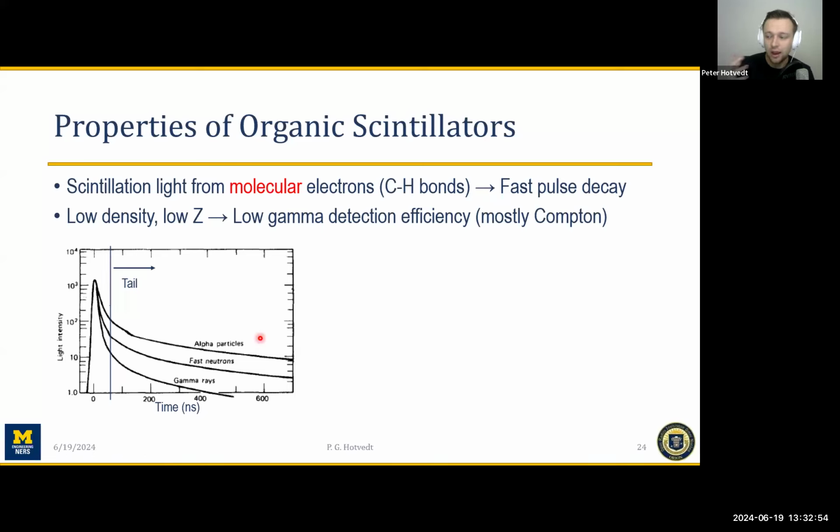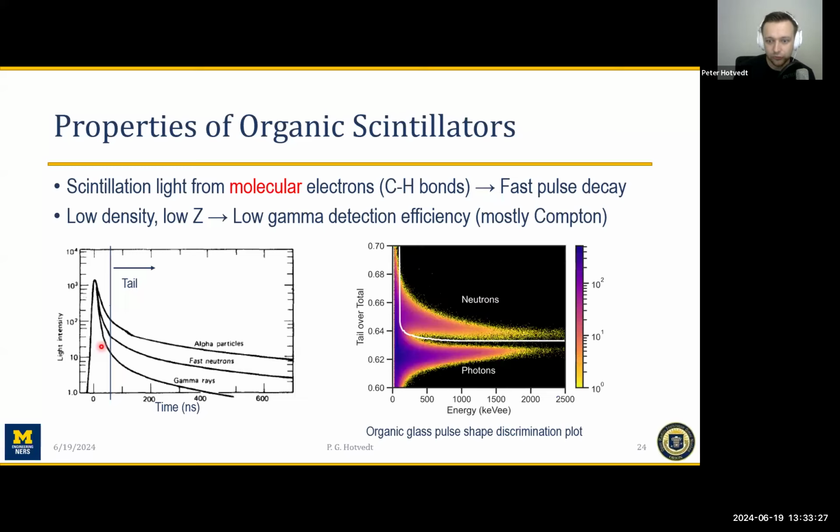these larger mass particles. And so what we can do is that if we measure this waveform here with our horizontal axis being time and our vertical axis being light intensity, we can notice that the gamma ray tail of this waveform is much smaller than the neutron tail. And that allows us to do something really cool. If we integrate the tail, that is to say, we look at the area underneath the curve of these waveforms, we can classify particles. We can do what is called particle discrimination.